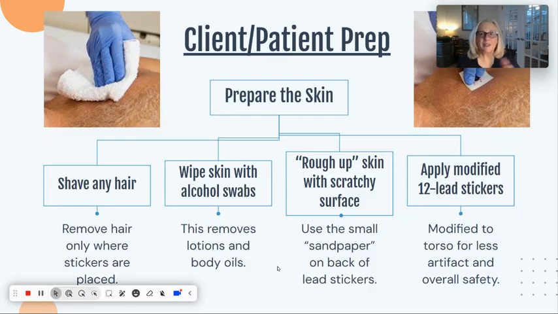We occasionally will rough up the skin with a scratchy surface if we need to. We've kind of gotten away from that at the hospital, but some people do use it. It's like a small piece of sandpaper on the back of the stickers. It's not always necessary, but if we have them, we'll practice doing it or we'll pretend. Then you'll apply the modified 12 lead stickers. We want to make sure that they are in a modified position. It's extreme modified. I'm going to show you again. We're going to move it way in here. We're going to move everything all in line so that everything's all right here in the center. We have less movement, less artifact on our EKG.